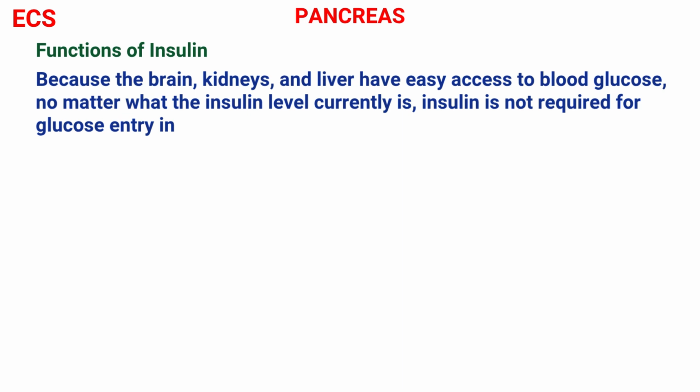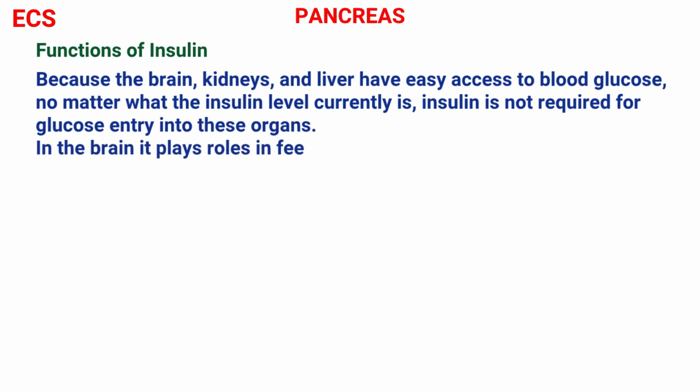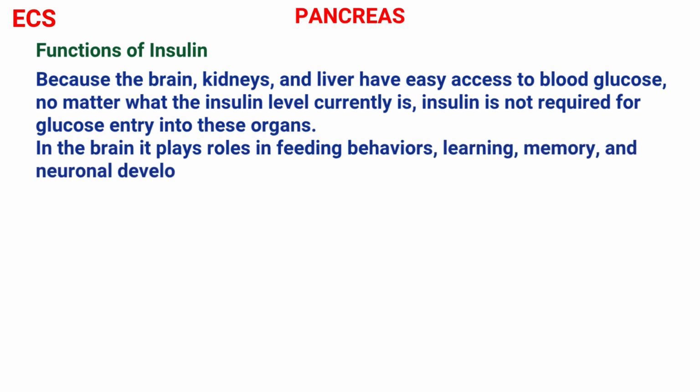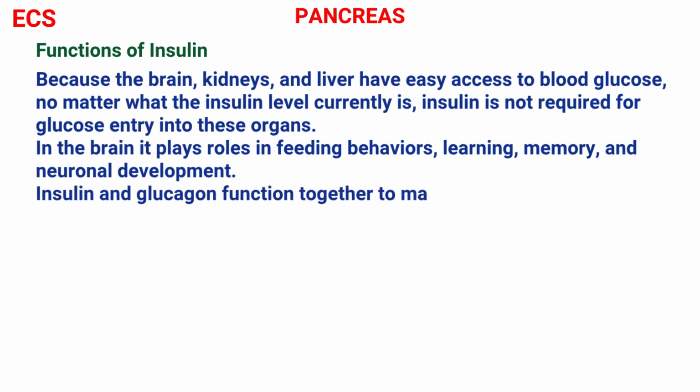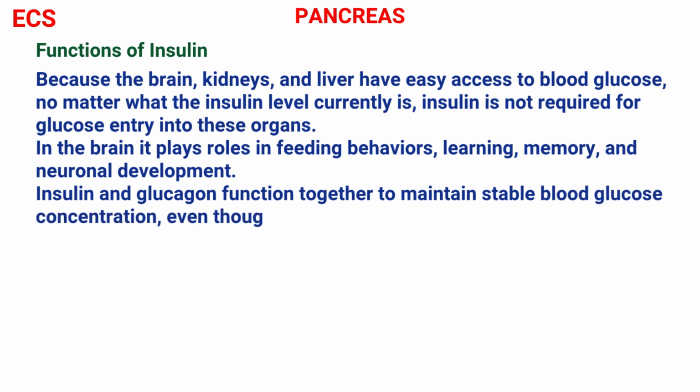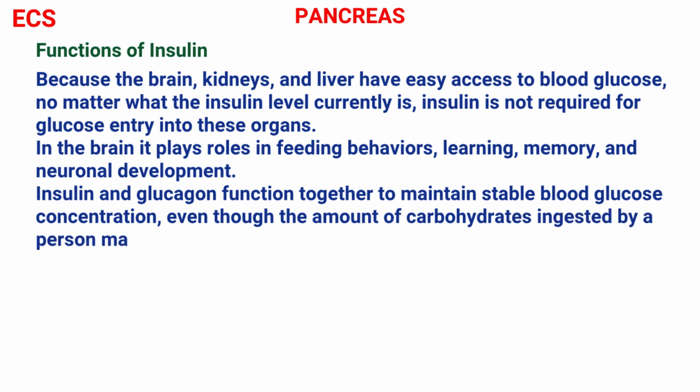In the brain, insulin plays roles in feeding behaviors, learning, memory, and neuronal development. Insulin and glucagon function together to maintain stable blood glucose concentration, even though the amount of carbohydrates taken by a person may vary widely. Nerve cells are particularly sensitive to blood glucose concentration changes. Such changes can alter brain functions.